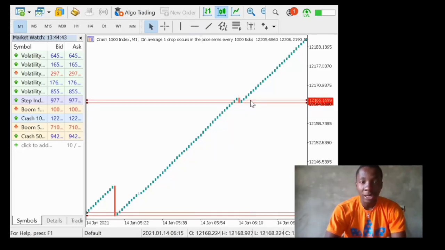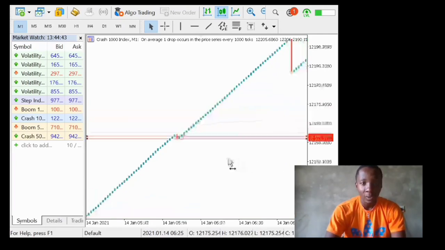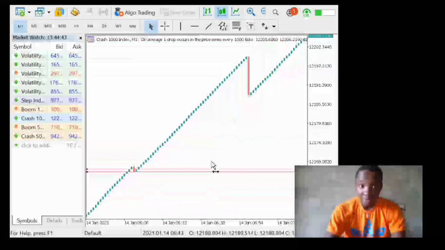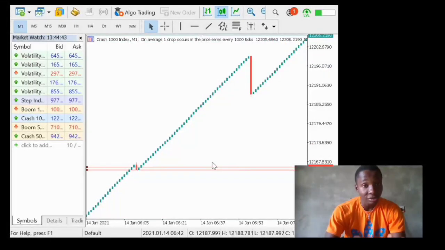If you're able to catch a minimum of at least 10 spikes in a day, you're okay for that day. You see, you wait again. Remember, Crash 1000, you trade with this strategy when it's an uptrend. After a spike downwards again, you enter the market.